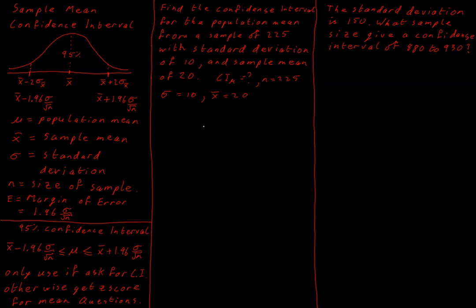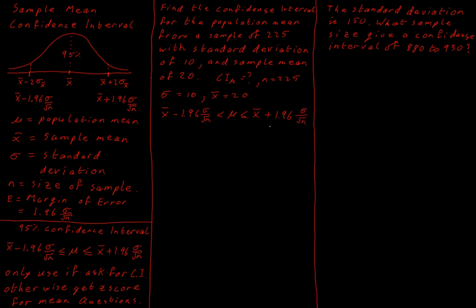I know I'm looking for my confidence interval, so let's write down what the confidence interval is. It's going to be our mean plus or minus our margin of error. They could also ask us directly for the margin of error, in which case we just write down our formula here. So we're going to have x bar minus 1.96 on sigma all over root n, and x bar plus 1.96 on sigma all over root n.